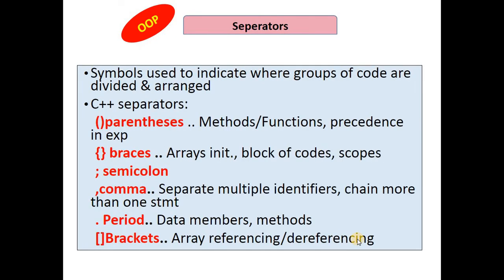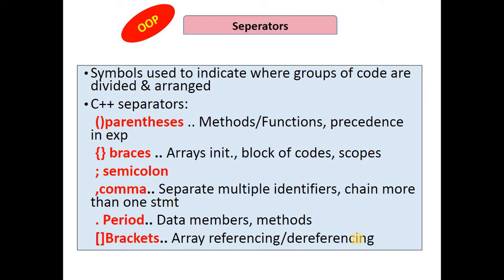Now there are some separators also. These are actually symbols which are used to indicate where the groups of code are divided and arranged. Parentheses are used for methods and functions or for precedence in an expression. Curly brackets, also known as braces, are given for the block of code or the scope. You have a semicolon as a separator which separates a statement. You have a comma which separates multiple identifiers, or more than one statement can be chained using a comma.